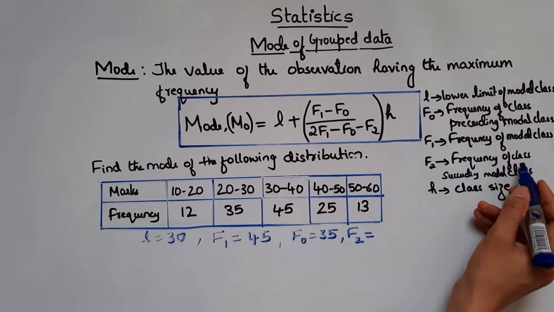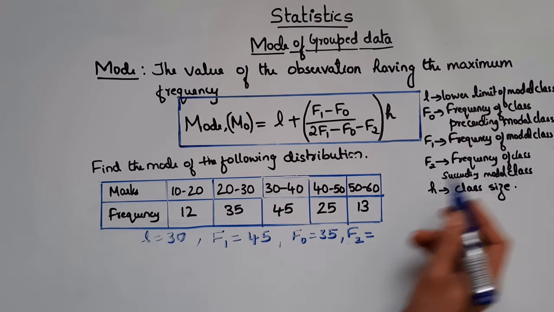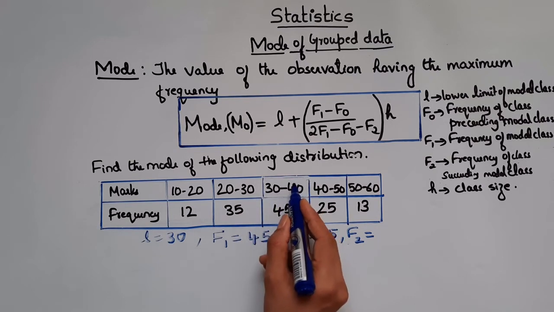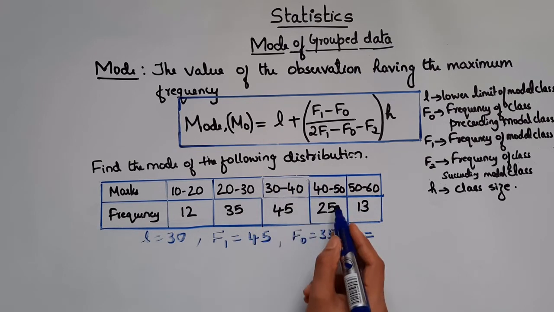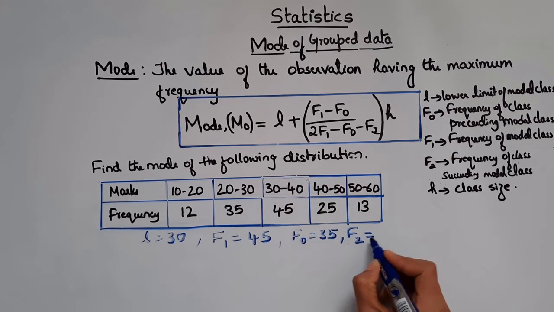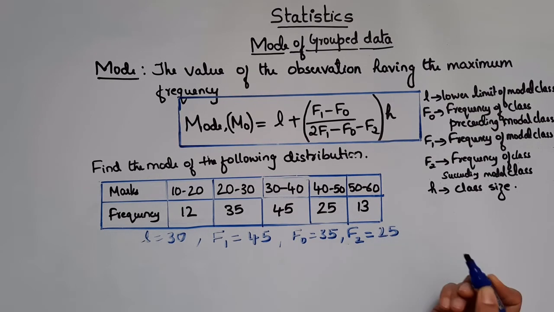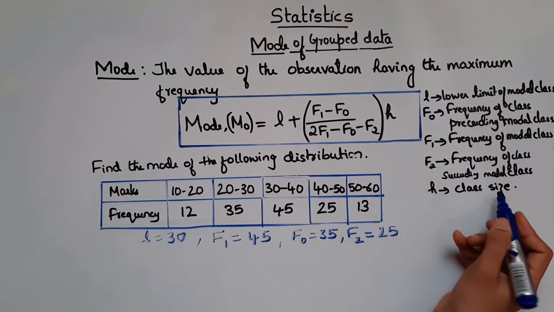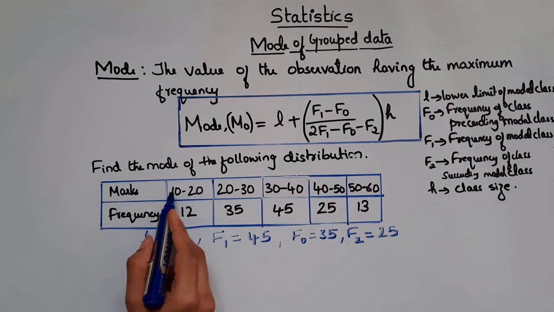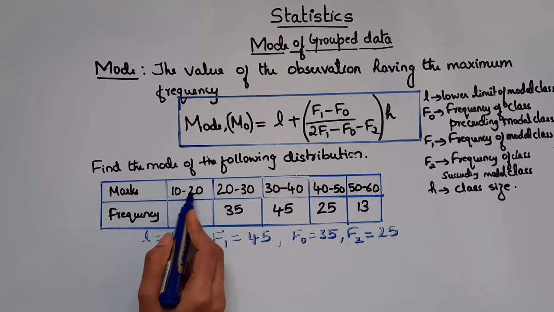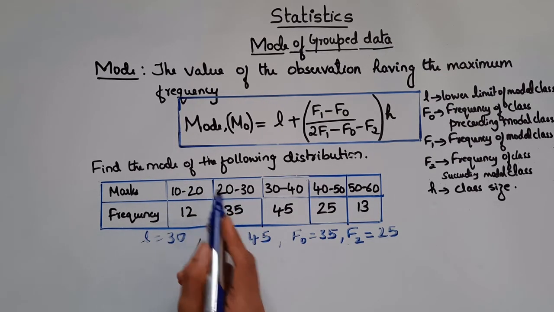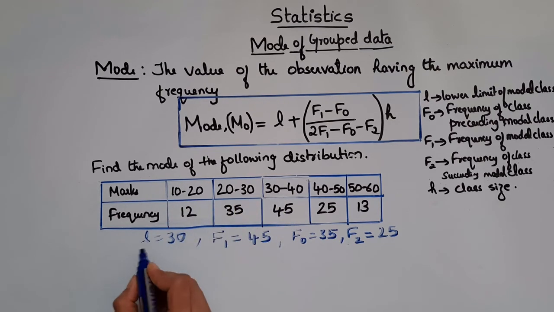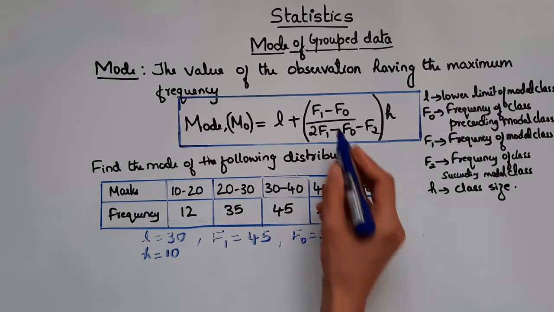Now what is f2? It's the frequency of the class succeeding the modal class. Succeeding means after this modal class. So that is 25. So your f2 is 25. And we know h is the class size. Here the class size is 20 minus 10, that is upper limit minus lower limit. 20 minus 10 is 10, 30 minus 20 is 10. So the class size is 10. So h is 10.